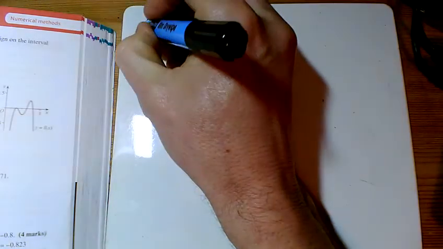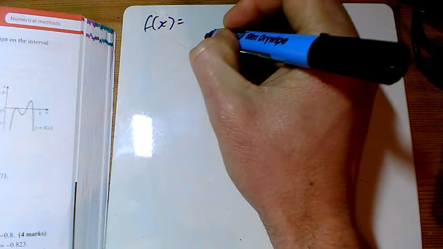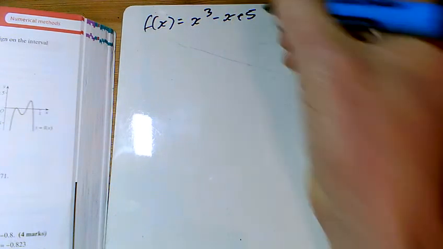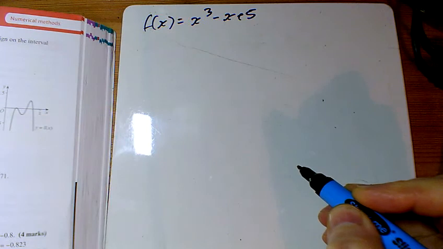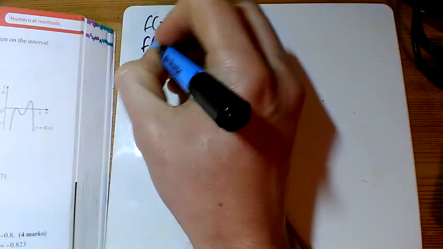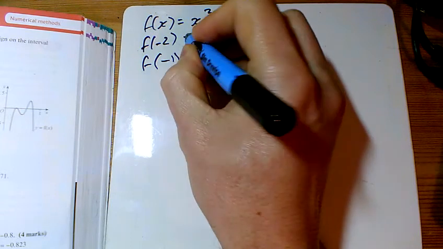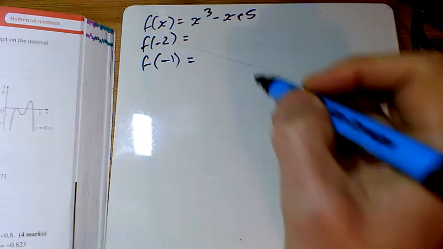Exercise 10A, the first question. We've got 4 things to do here. First one, we're looking at f(x) = x cubed minus x plus 5, and we're showing that there's a root between -2 and -1. So what we're going to do is work out both of these: what is f of -2 and what is f of -1?